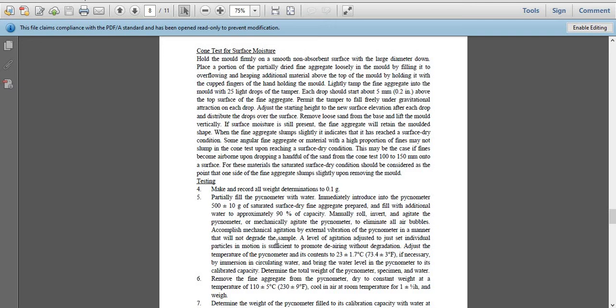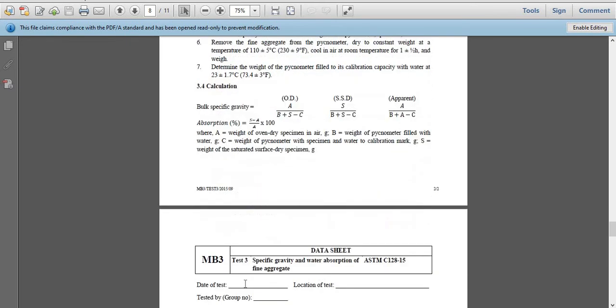And then the third part, all you have to do is get the sample out from the pycnometer, and then put it in the oven for 24 hours at 110 degrees Celsius. So the next day you need to get the oven dried weight of the sample. So that's the complete process of this experiment. Now the main problem arises at the tabulation part. Let's go to the data tabulation part.